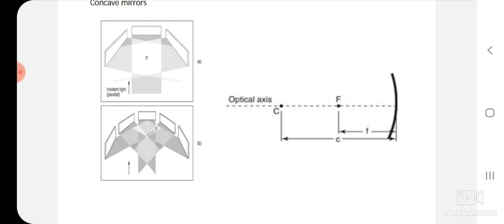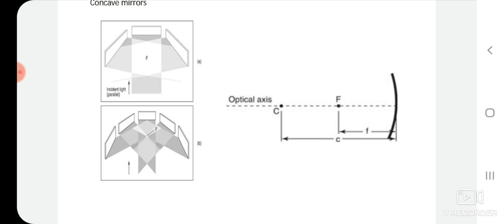Okay, the distance from the focal point F to the mirror is called the focal length. For a spherical mirror, the focal length is 1/2 of the radius of the sphere. Half of the radius of the sphere.